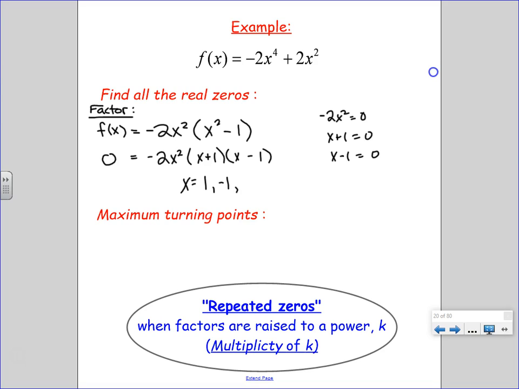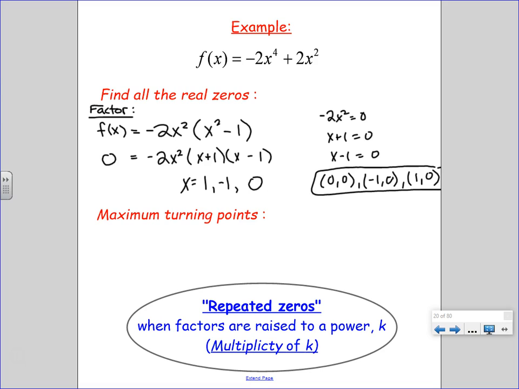Just a few of you might have forgotten the first one. When will this one equal 0? X has to be 0 or else it's not going to happen. So how many zeros do we have? 3. And technically, don't those 3 x values represent actual points on the axis where my graph is going to hit? So not only did we find the zeros by factoring, but we also found 3 points to our graph.